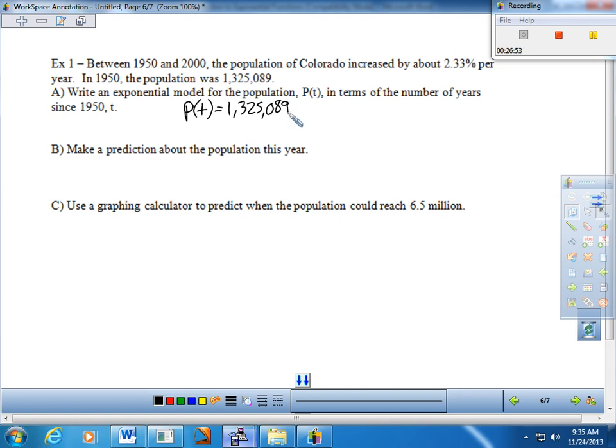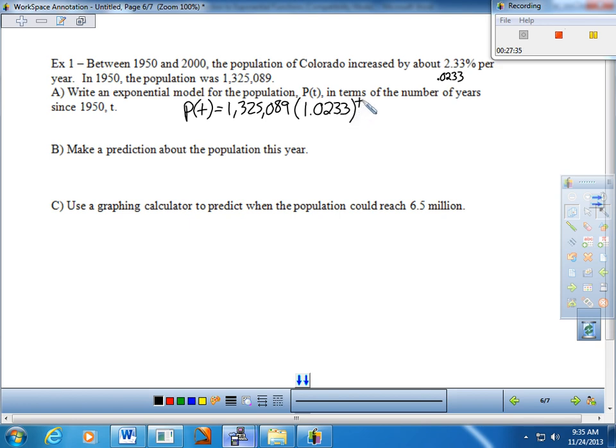Now it says it increased by about 2.33% per year. Does it mean that for all 50 years it actually increased by exactly 2.33% each and every year? No, but this is what is called an annualized increase. And so that's what we're going to use, 2.33%. Just underneath it or above it, wherever you want, I'm going to go ahead and write this as a decimal. So this would be 0.0233. I think that's the key there. And as a result, of course, for exponential growth, it's 1 plus that, so 1.0233 raised to the t.